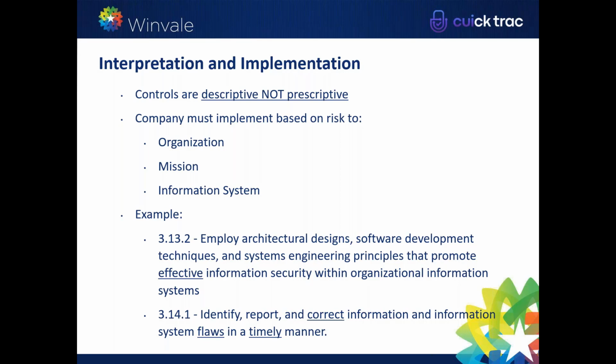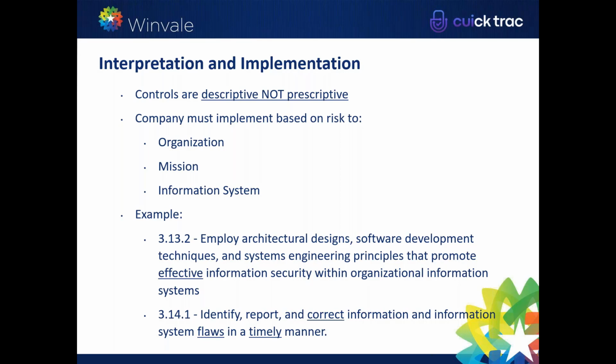And then when it says correct information system flaws, first of all, how do we define a flaw? How do we define a timely manner? It could be, let's say, 24 hours for critical flaws. It could be 5 to 7 business days for moderate level flaws. Maybe it's much longer than that for low level alerts or low level findings. But the correct part of it is also open to interpretation. Correcting means we're fixing it.